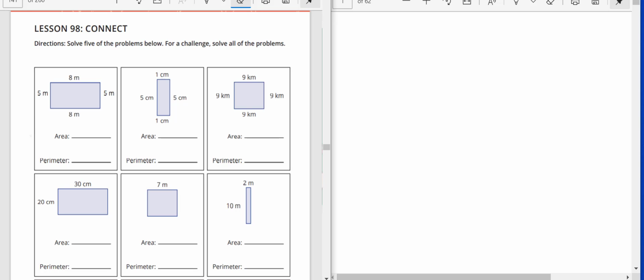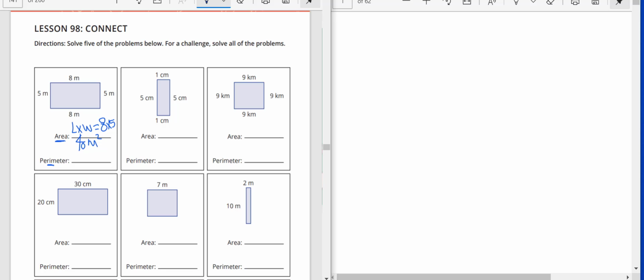The first one, here we have a rectangle. It has length with 8 meter and width with 5 meter. We want to get its area and perimeter. We know that the area of rectangle is length times width. So we will multiply 8 times 5. 8 times 5 equals 40 meter square.